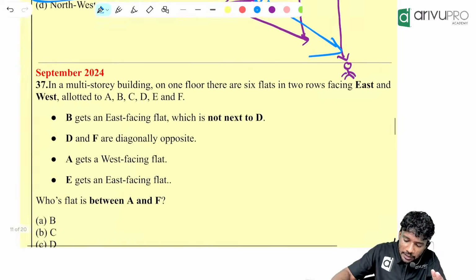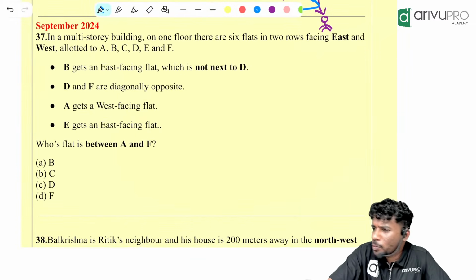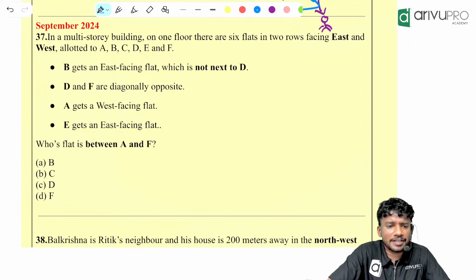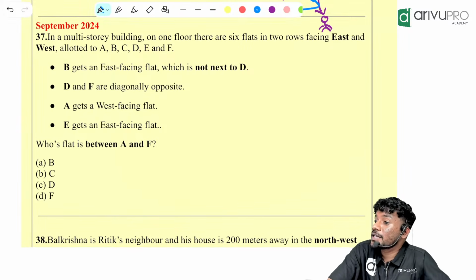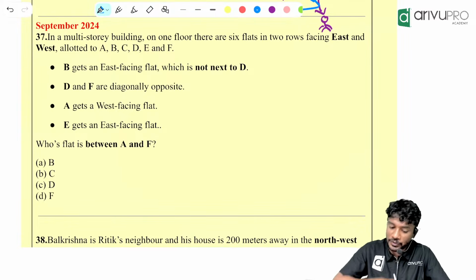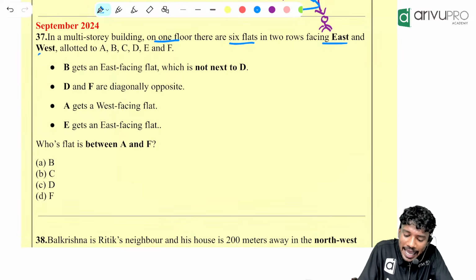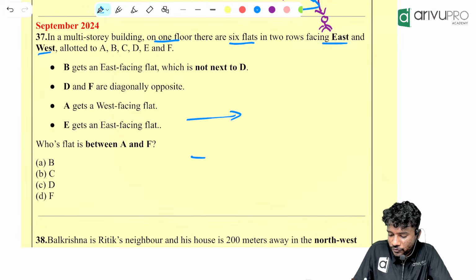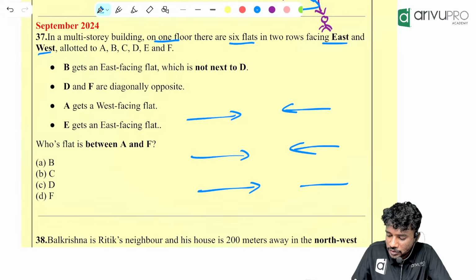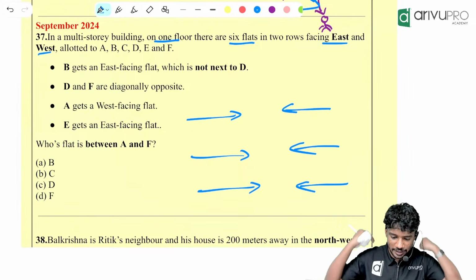Now, 37th question. If you ask me, this question is more to do with our direction as well as the next chapter, chapter number 11, seating arrangement. Both the chapters should be concerned over here. Now, in a multi-storied building, on one floor there are 6 flats in 2 rows facing east and west accordingly. So 3 are facing east, then 3 are facing west, opposite direction. That means 6 are there in total.